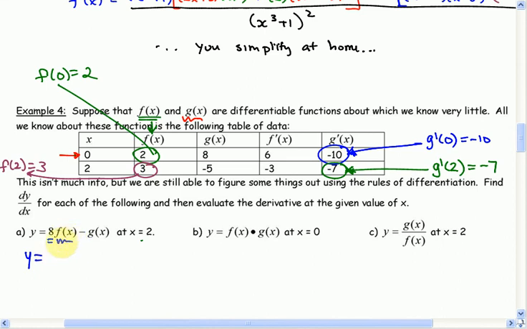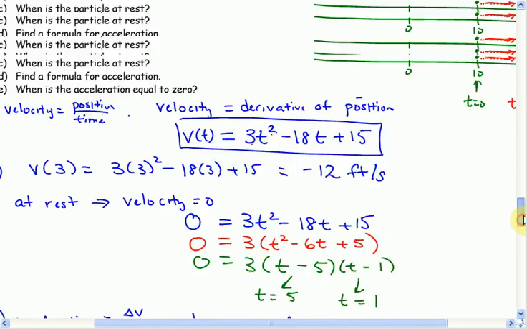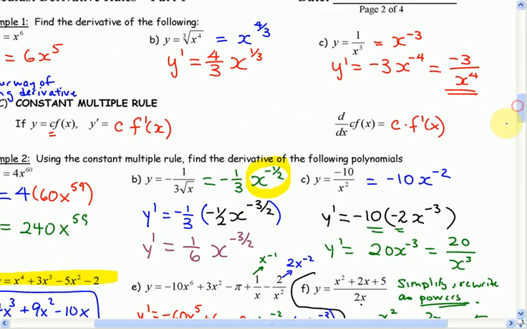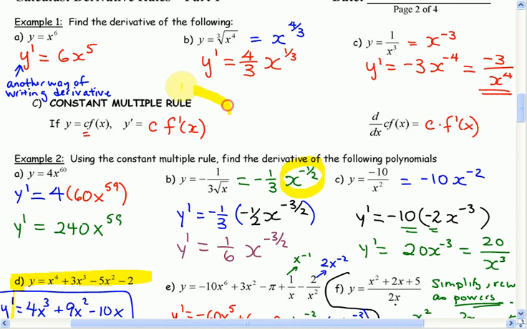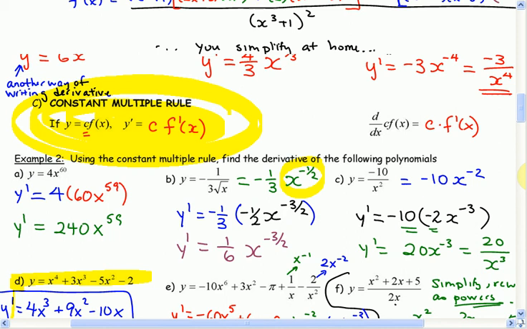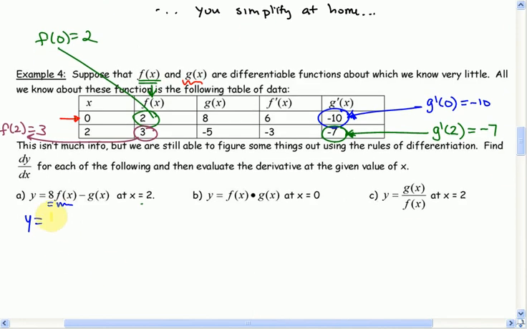A constant times a function. Remember? Back to last day. If I have a constant times a function, it's called the constant multiple rule. What do we do there? That's right, constant times the function's derivative. So leave the constant as is, 8. And what's the derivative of the function? We call it f prime of x. Okay? So once again, we don't know what the actual function is, but we use this symbol to represent it.